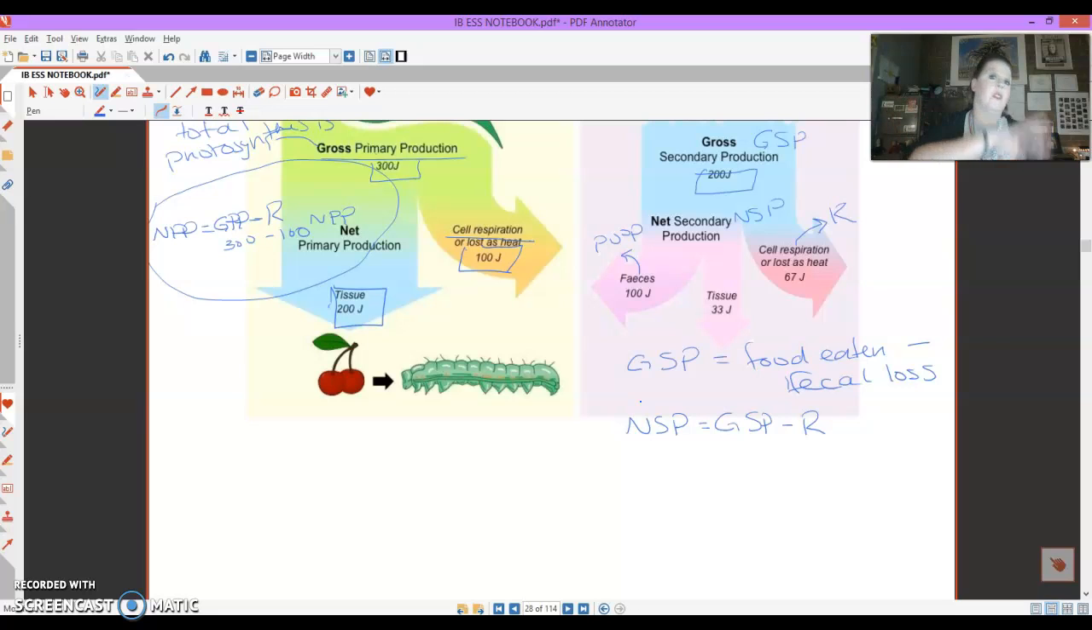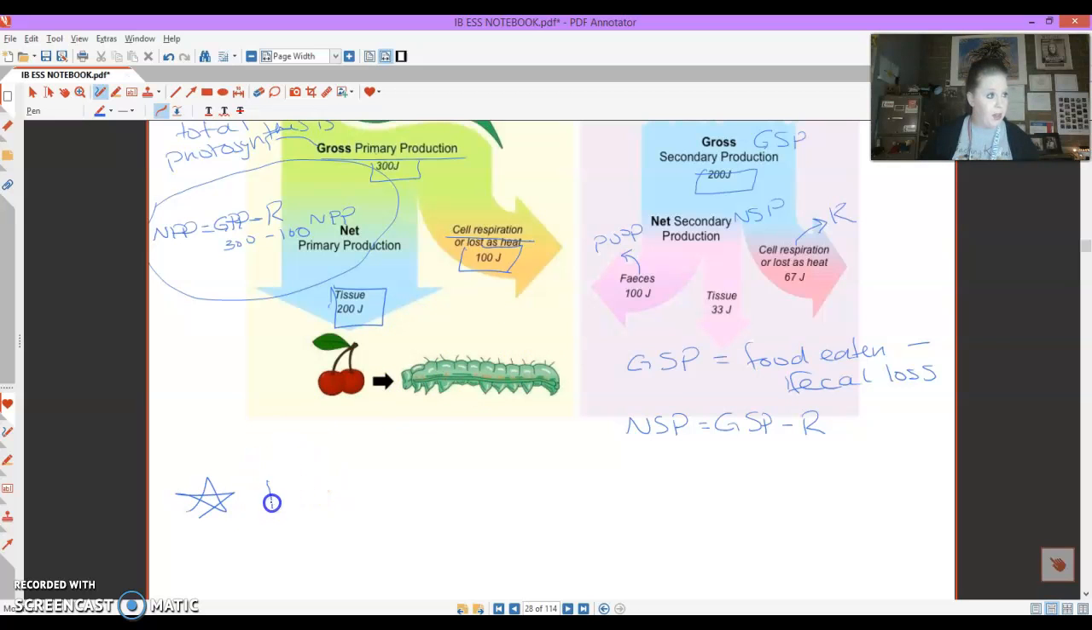Now, why do I need you to know that this is important? Is because typically on the IB test, they want you to compare the gross primary productivity between ecosystems. We're going to be getting into ecosystems in the next unit. But if one ecosystem has a higher gross primary productivity than another one, that tells you that there's probably way more producers within that ecosystem because there's more photosynthesis. Okay? So I'm going to write a star down here.